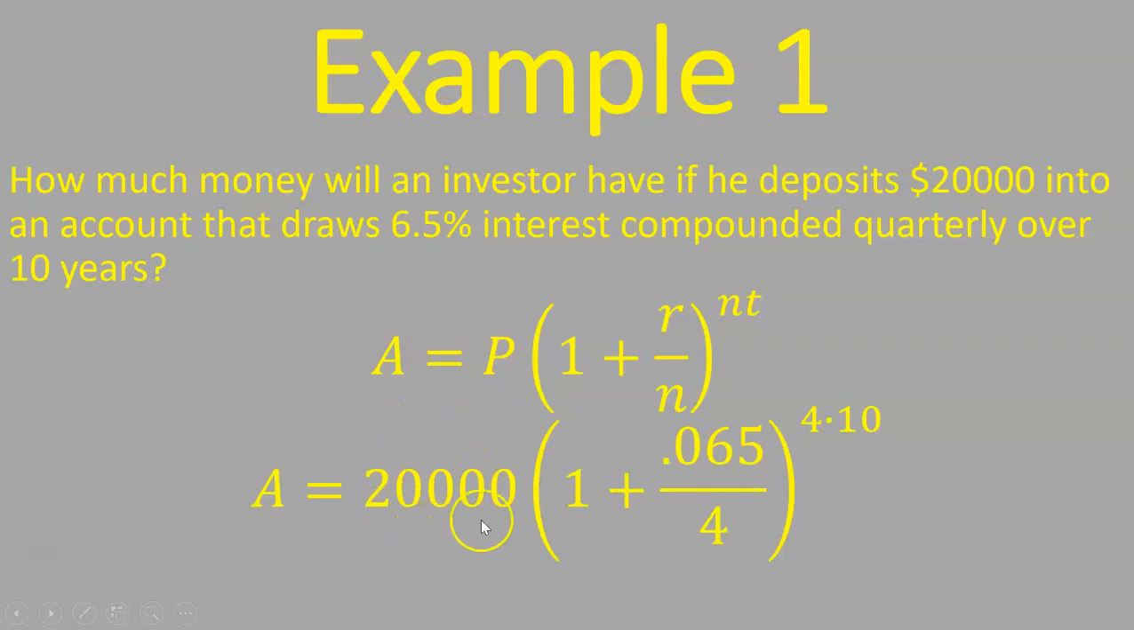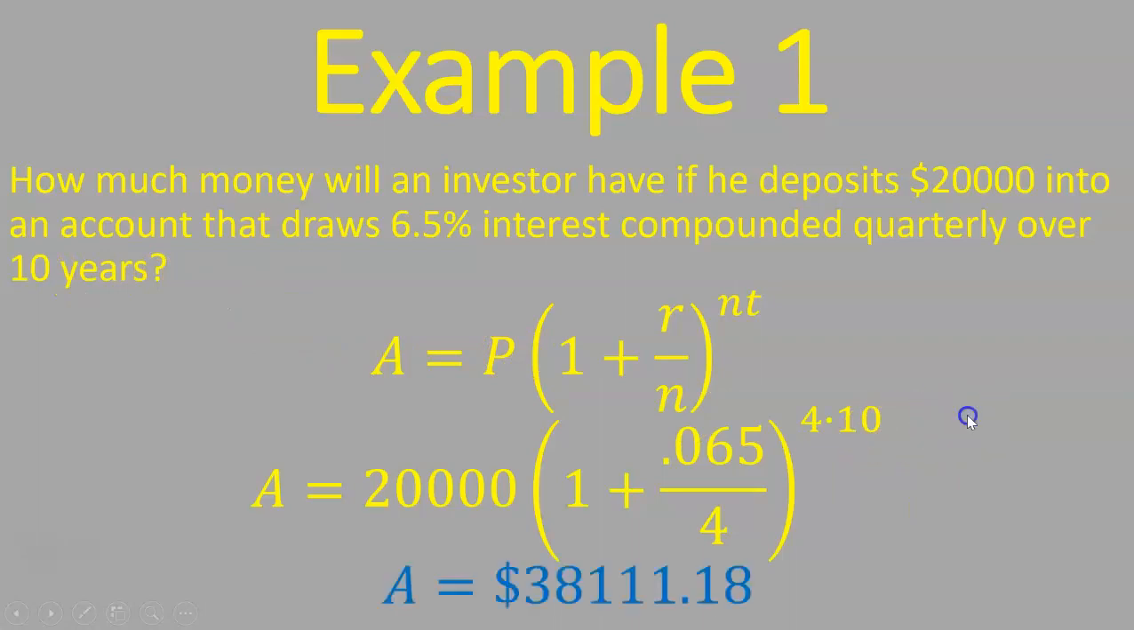20,000 is how much was invested. This 1 is in the formula. It's the 100% you start with and add to. Interest is always adding, by the way, for your exponential models. This is your interest rate presented as a decimal. Remember here, 2 places to the left. Quarterly means that N is 4. Now, N makes 2 appearances in the formula on the bottom and here. And then the number of years would be 10 right there.